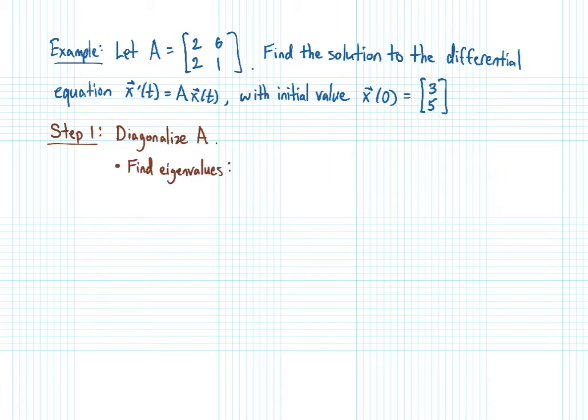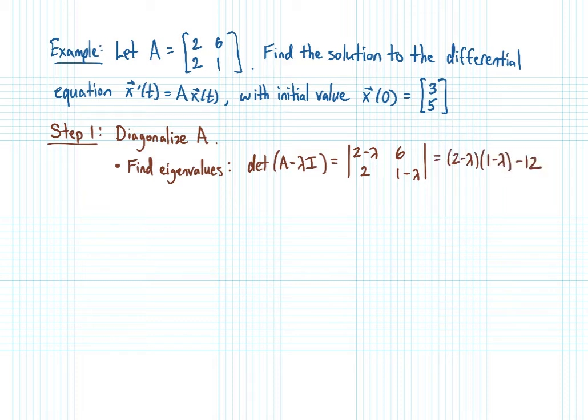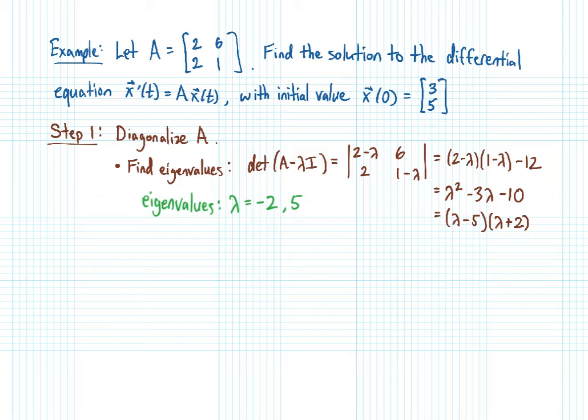So let's start by finding the eigenvalues, and to do that, we'll calculate the determinant of A minus lambda I. And so when we do that, we get (2 minus lambda) times (1 minus lambda) minus 12. And when you expand that and simplify, you'll get lambda squared minus 3 lambda minus 10. And you can factor that as (lambda minus 5) times (lambda plus 2). And the roots of this polynomial are the eigenvalues, and so we get minus 2 and 5 as the eigenvalues.